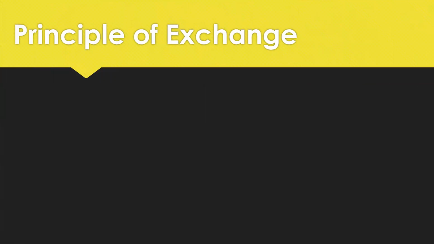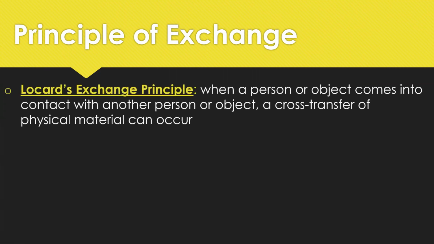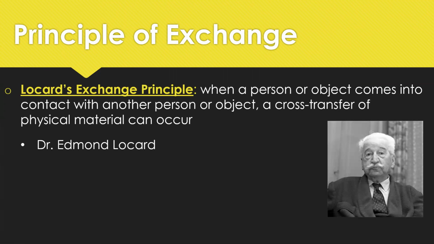So the very first thing we talk about when we get to this part of the chapter is principle of exchange. And this is from Dr. Edmund Locard. You should recognize his name. He was the first person to help create the first crime lab in the entire world in France. And he was very active in forensics, and he began to realize that evidence can be easily contaminated, and anything we touch or we come into contact with can be easily contaminated. So he came up with what he calls, it's self-named, Locard's exchange principle.